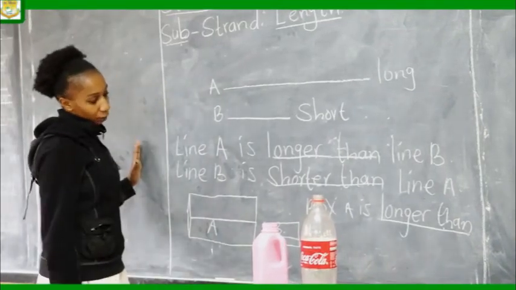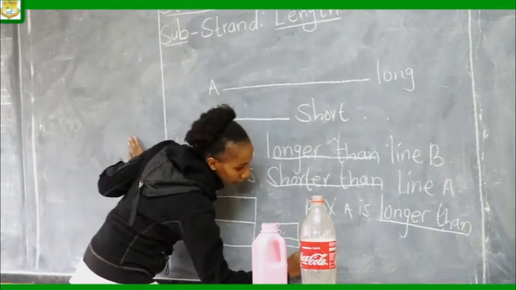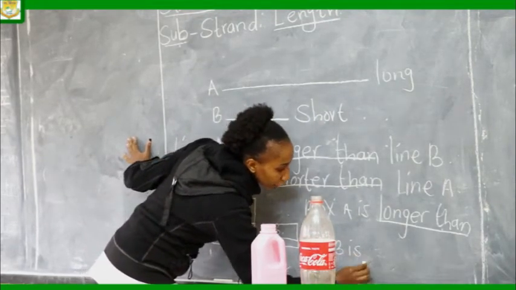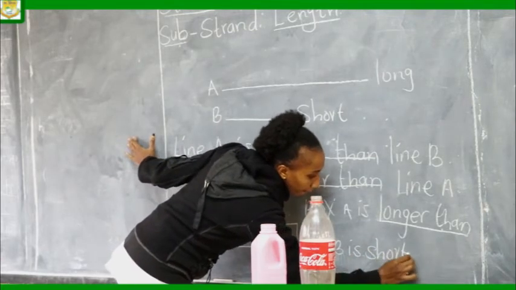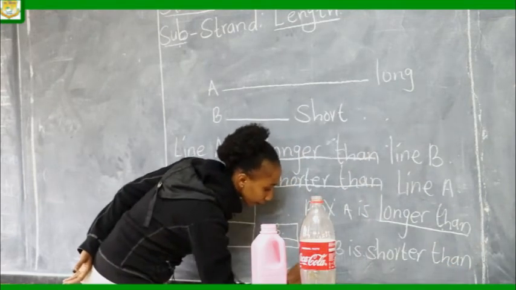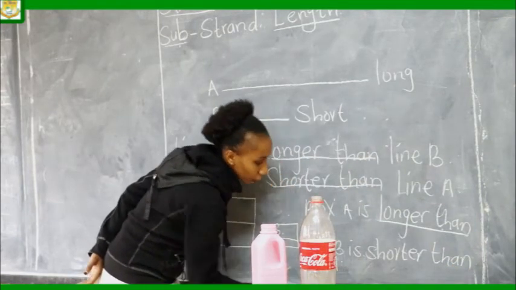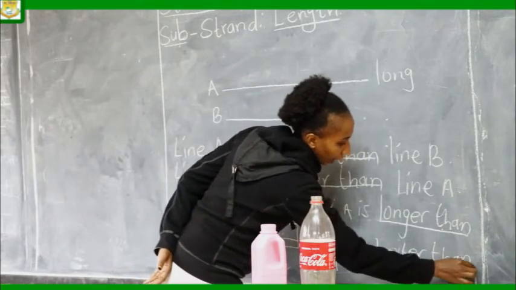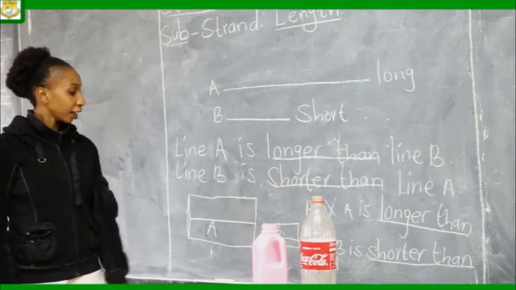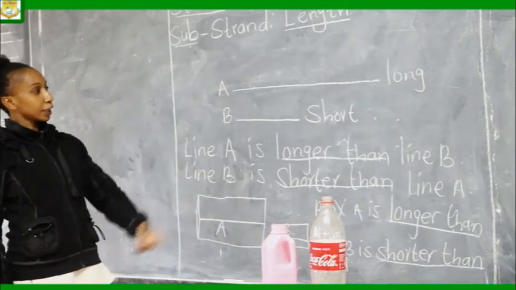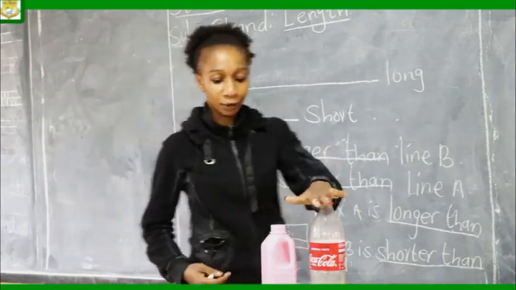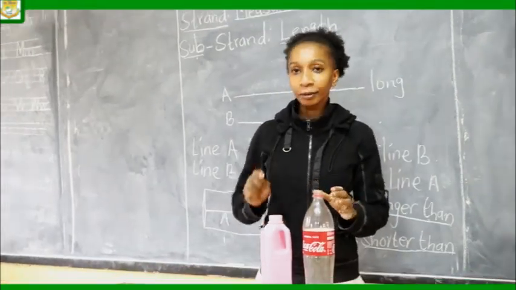Another sentence we can have is that box B is shorter than box A. So here we have the words shorter than and longer than. As we can see, this one is longer than this one. Line A is longer than line B. Our first bottle is longer than our second bottle.